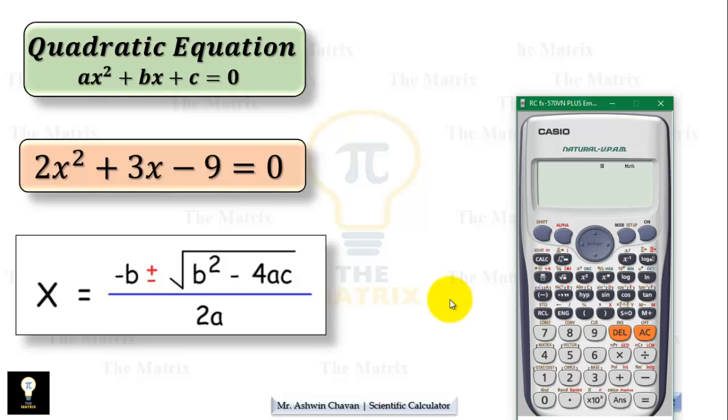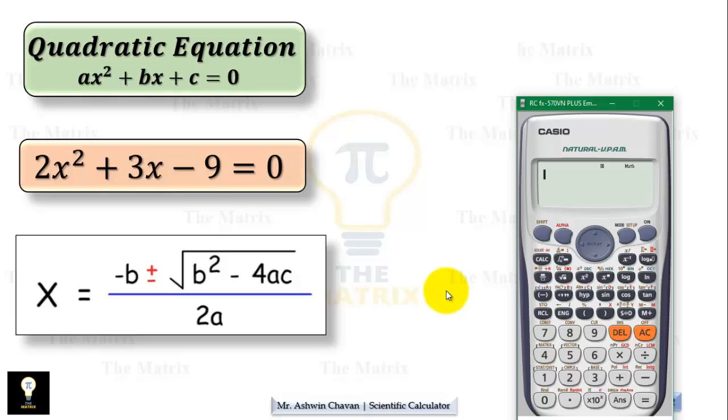Generally, we solve this equation manually by the formula x is equal to minus b plus or minus root b square minus 4ac upon 2a. But it is a little lengthy way to solve. Let's see how to use the calculator for the same.